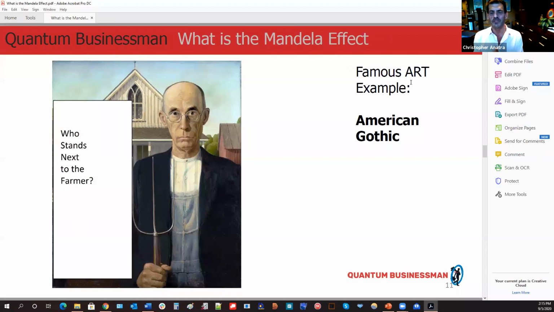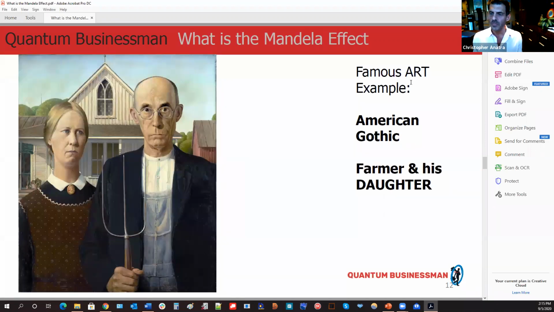Art, here's another example of art. So this is a famous piece of art called American Gothic. So a lot of us remember the farmer, looking straight ahead at the camera, holding his pitchfork. Do you remember who stands next to the farmer? His daughter. Did you think it was his wife? It's always been his daughter.